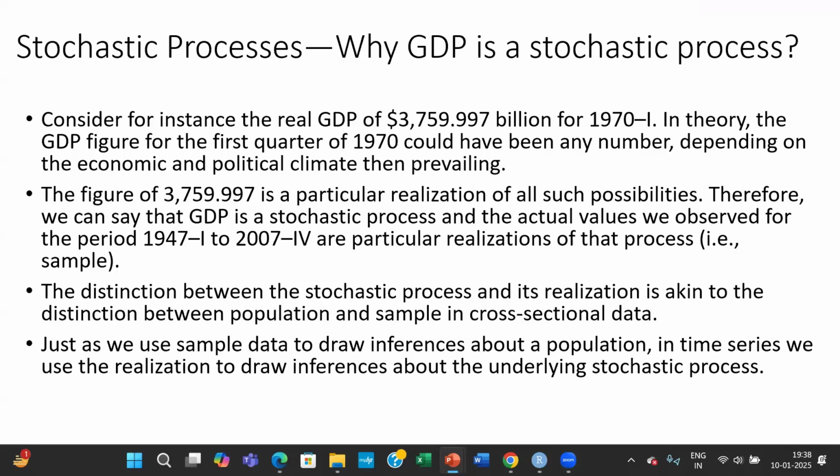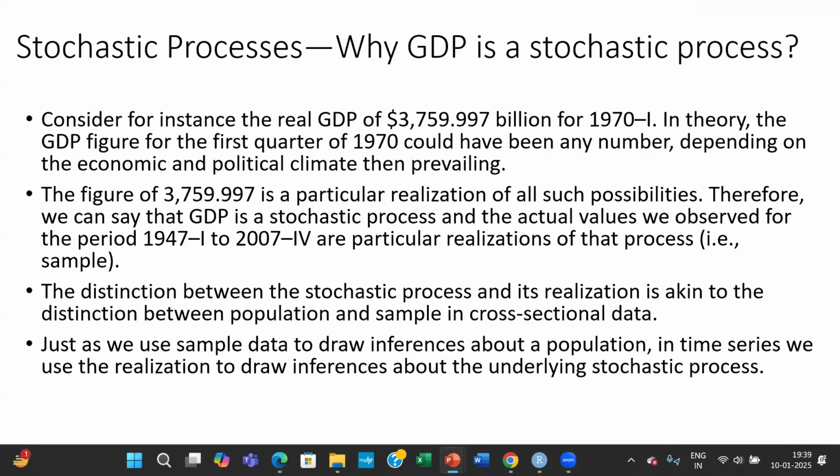So this distinction between the stochastic process and its realization is similar to the distinction between population and sample in cross-sectional data. The realizations are the sample, and all the possible values that the GDP could have taken is the population. Just as we use sample data to draw inferences about the population, in time series we use realizations to draw inferences about the underlying stochastic process. Is this point clear to everyone? Yes or no?